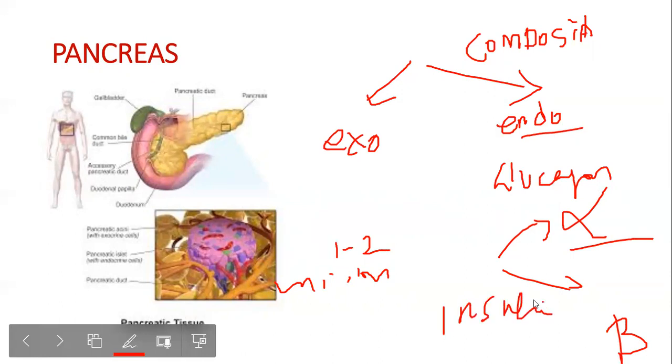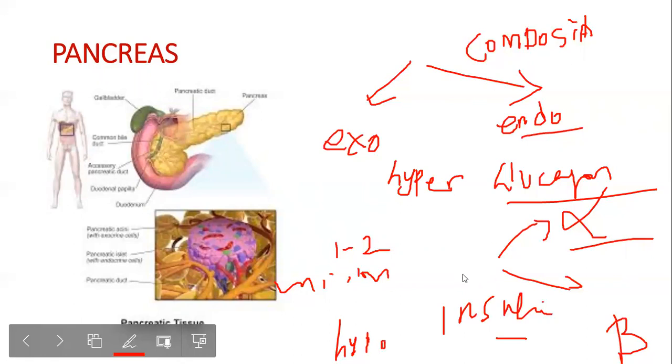So let me repeat again. The pancreas is also called a composite gland. It is both exocrine and endocrine in nature. And in the endocrine part, there are 1 to 2 million islets of Langerhans. There are two main types of cells, alpha and beta cells. Alpha cells secrete a hormone called glucagon, and insulin is secreted by beta cells. And glucagon is also called the hyperglycemic hormone, whereas insulin is called the hypoglycemic hormone.